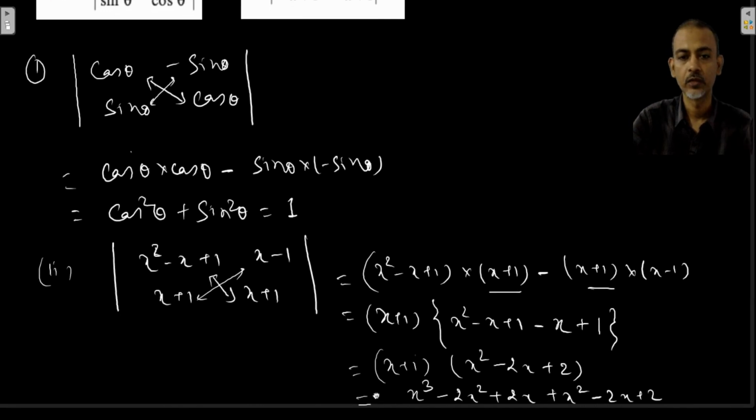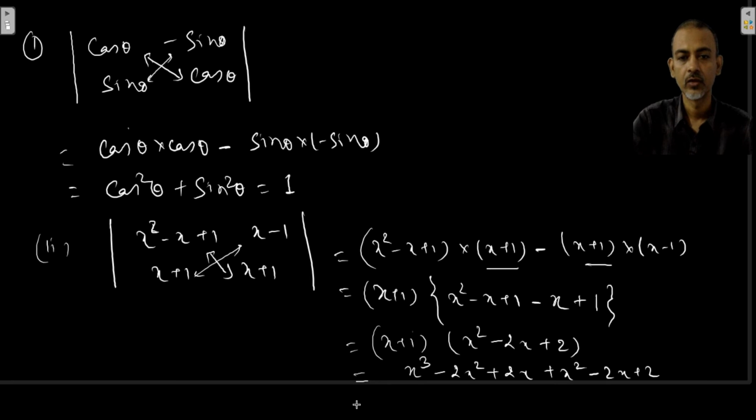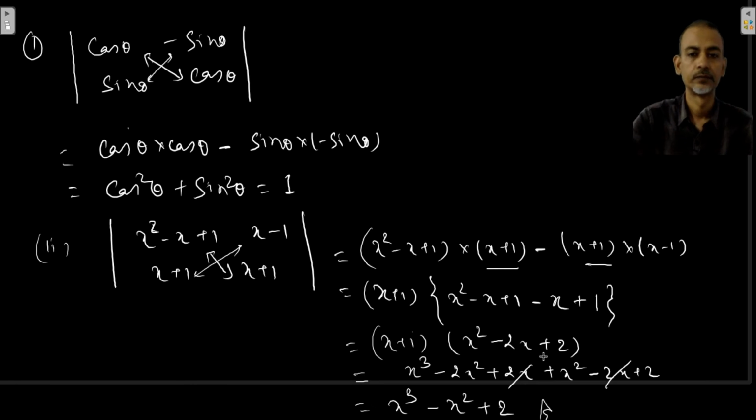Okay. What we have got over here is x cube, then we have got minus 2x square plus x square. This will become minus x square. This plus 2x and minus 2x will cancel out, and then we will have plus 2, right? So x cube minus x square plus 2 would be your answer, alright? We could have also left it over here as well, right? Depending on how far we want to solve, you will solve this further, alright?